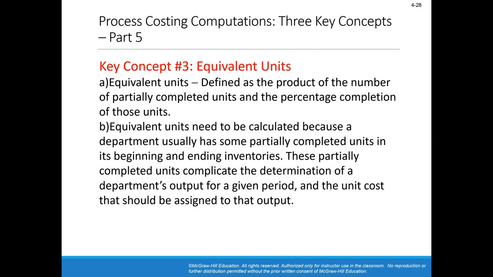And then the equivalent units need to be calculated because a department usually has some partially completed units in its beginning and ending inventories. So we're going to calculate out what the equivalent units are. We're going to look at the cost so that we can have a cost assigned with it so that we know what's in the beginning or what's in the ending inventory. We have to have a number for that. These partially completed units complicate the determination of a department's output for a given period and the unit cost that should be assigned to that output. We'll walk through an example, so hopefully it makes a little more sense in just a minute.